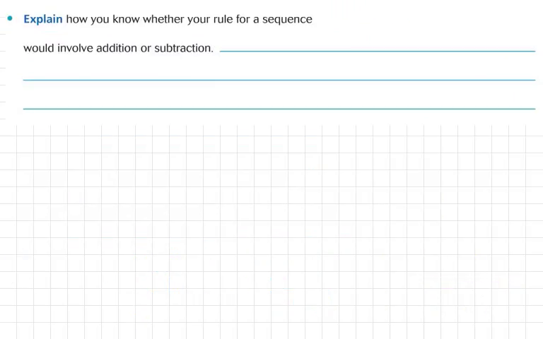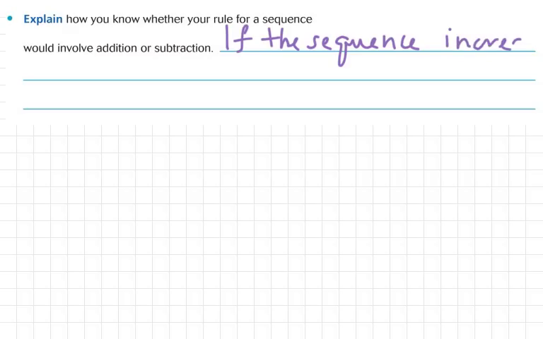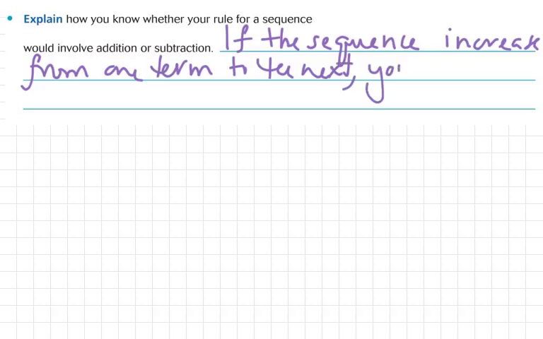So now, boys and girls, the last question that we have to answer together says, explain how you know whether your rule for a sequence would involve addition or subtraction. And boys and girls, a quick thing that you could see is if the sequence, which are the terms, increases from one term to the next, you know that the rule uses addition.